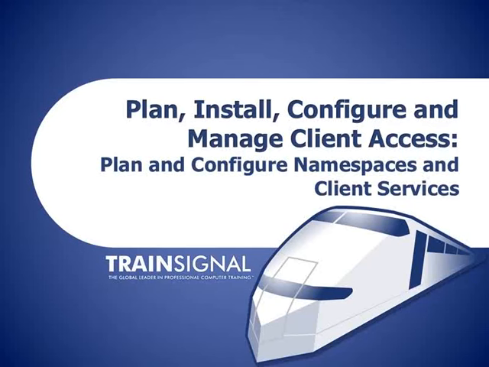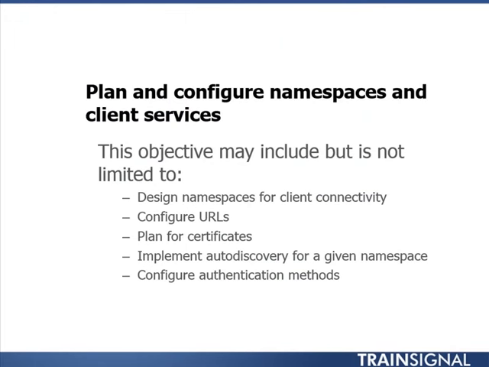You're watching Plan, Install, Configure, and Manage Client Access. It's a primary topic for the 70-341 Core Solutions exam with Exchange 2013. The subtopic we'll be discussing in this lesson is Plan and Configure Namespaces and Client Services. Under Plan and Configure Namespaces and Client Services, this objective may include, but is not limited to, design namespaces for client connectivity, configure URLs, plan for certificates, implement auto-discovery for a given namespace, and configure authentication methods.